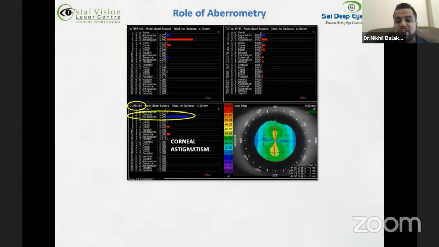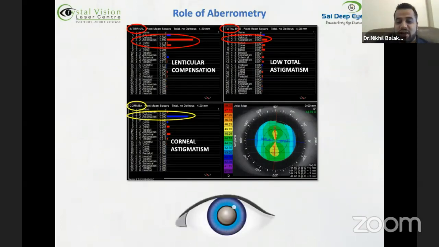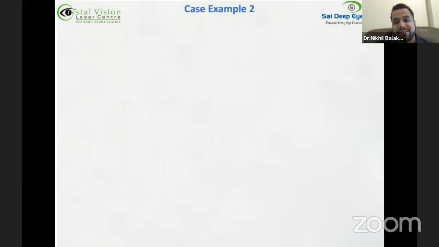What we see is that the patient has a high amount of corneal astigmatism, which is being compensated by the lens. That is why the patient is accepting a low total astigmatism. In this case, once the patient undergoes cataract surgery, the lens will be replaced and the corneal astigmatism will be manifested, and hence we should go ahead with a toric IOL in this case.